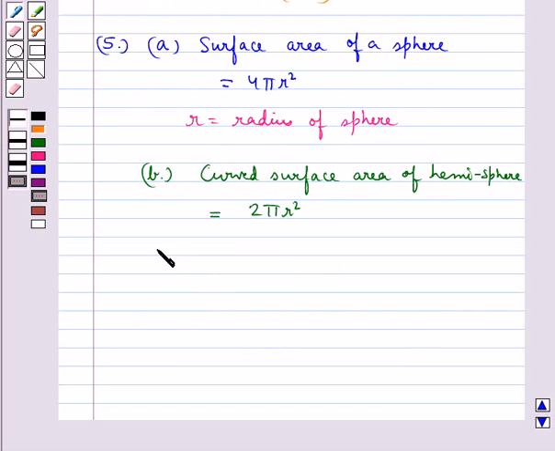Then we have the total surface area of a hemisphere, which is given by the formula 3 pi r square.